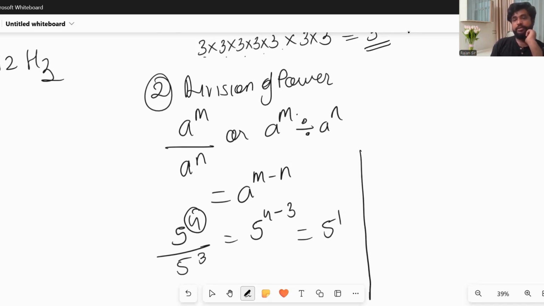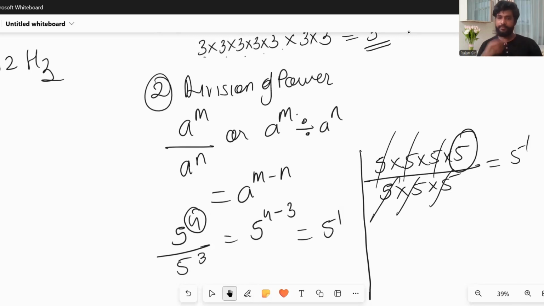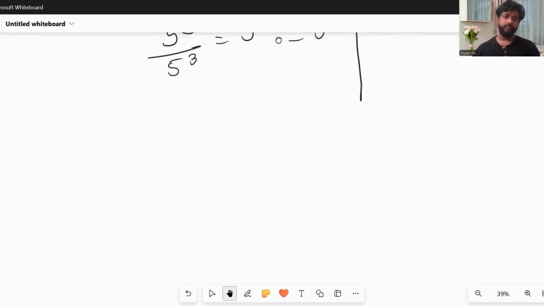So let's see the actual method. 5 raised to 4 can be written as 5 into 5 into 5 into 5. And 5 raised to 3, which is in the denominator, can be written as 5 into 5 into 5. If you see this case, if I cancel each one, I get only one 5, which is 5 raised to 1. All okay? So that's how you do it. Let's go for the next one.